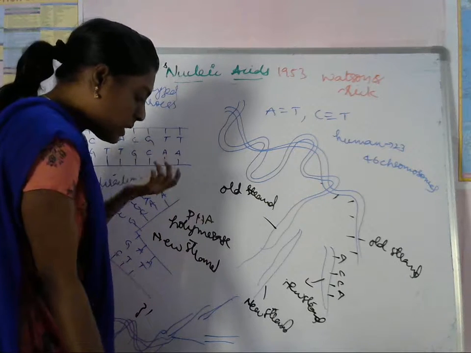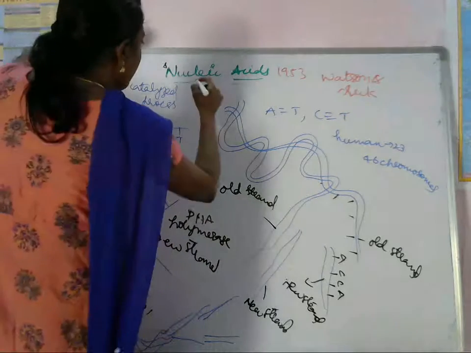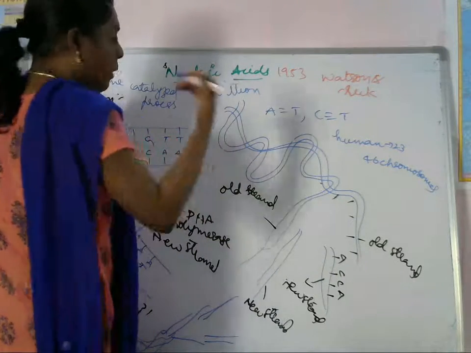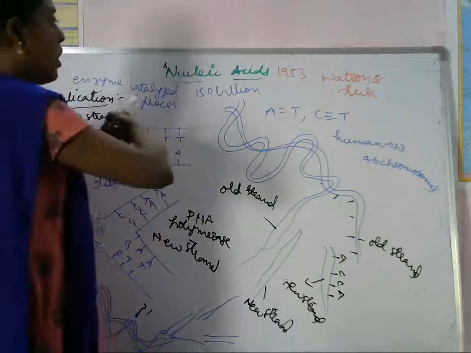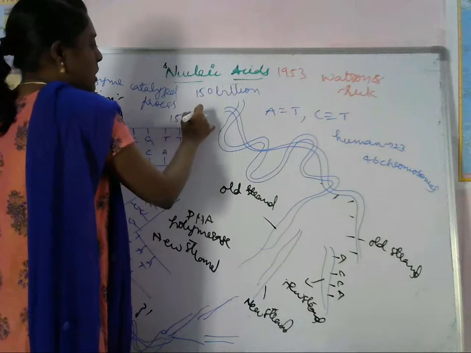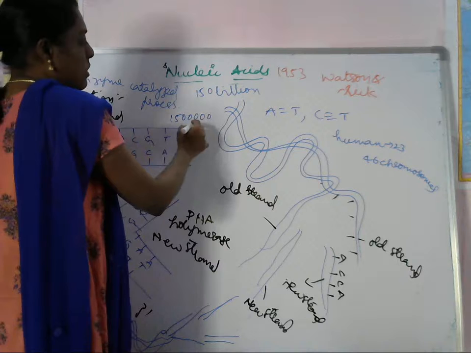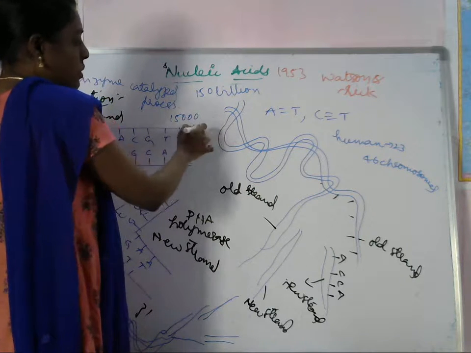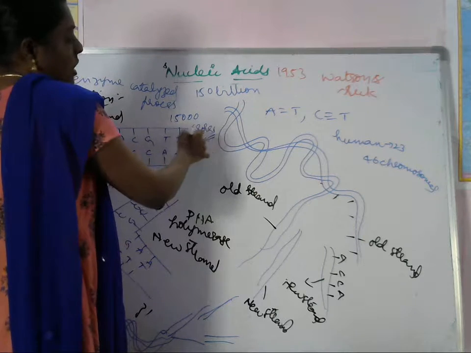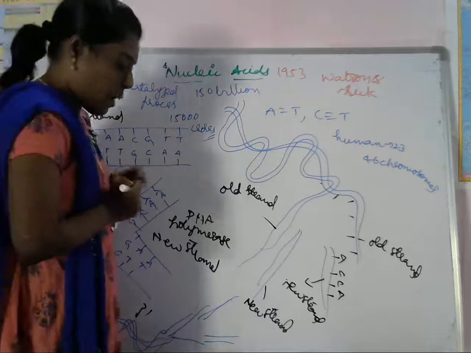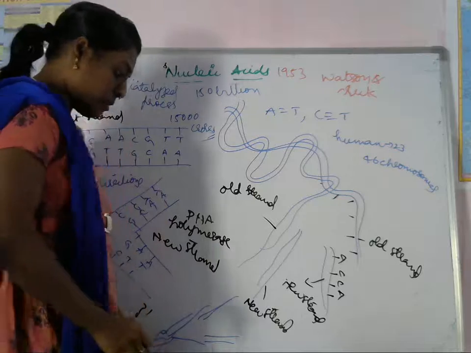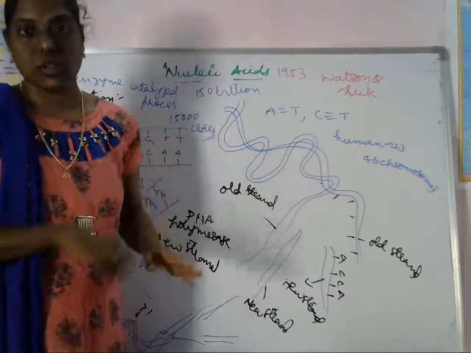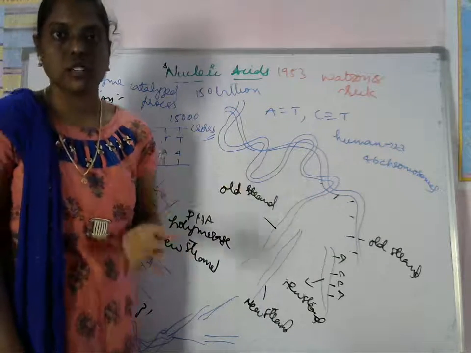Here our DNA molecule has 150 billion. Billion means 100 crores. So 150 into 100 means 15,000 crores of genomes are present in our body. Okay, in our body. So this will be helpful for the transmission of genetic information from generation to generation.